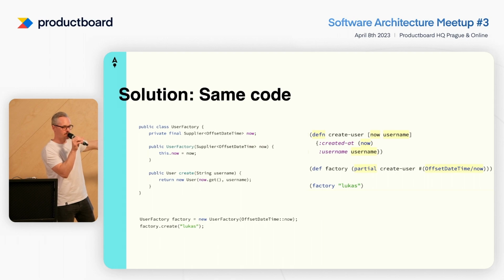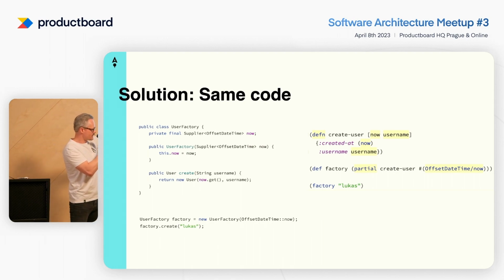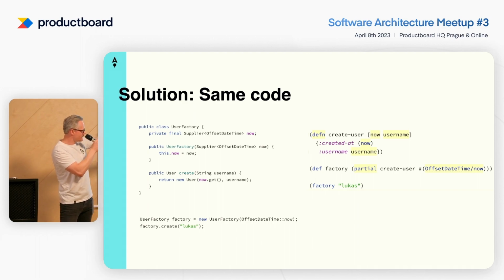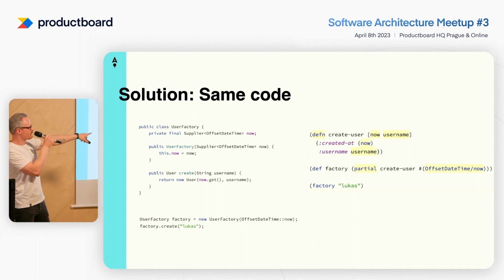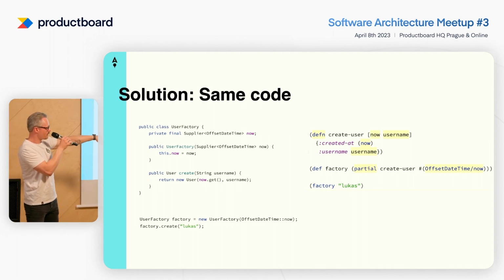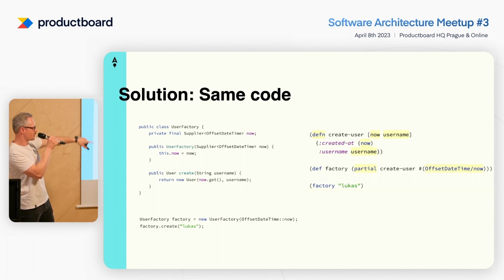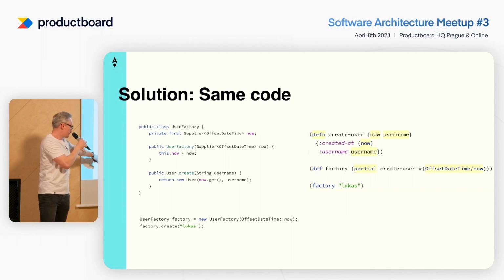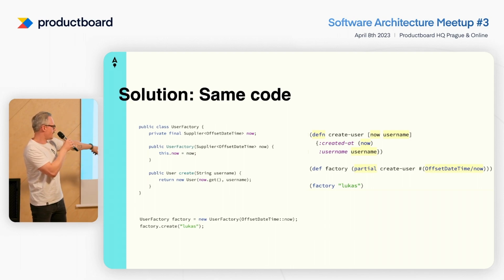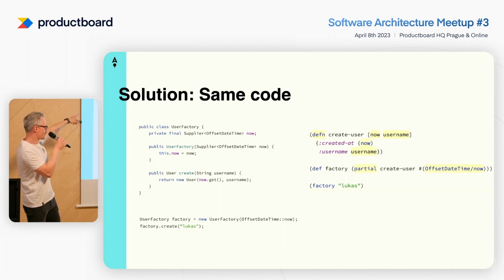Okay, it's probably too late for coding, right? Sorry, the Java was on the left side. On the right side, I'm using a function called partial. We just bake the function of offset datetime now into our create user. And it gives me a new function that takes just one argument, the last one, the username. So if I call this class with its only function, create, and my new function called factory, I get the same result, and these codes are the same.